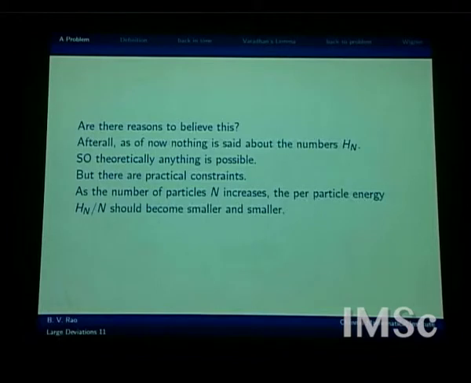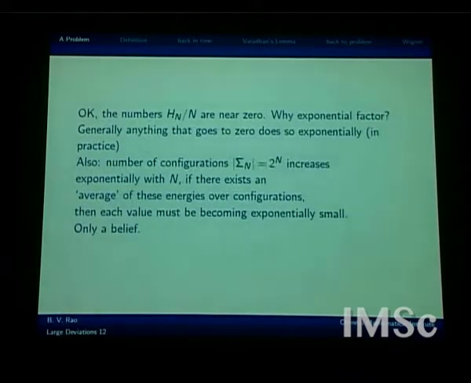So, you might ask, are there reasons to believe that this is so? Well, as of now I have not said anything about the energies H and sigma, right. So, as of now there is no reason to believe, but however, there are some practical considerations. H n is the energy of this system in the configuration sigma. Therefore, H n by n is in some sense the energy in the configuration sigma per particle. As the number of particles increases, then per particle energy should become smaller and smaller, otherwise you will be stuck with infinite energies.